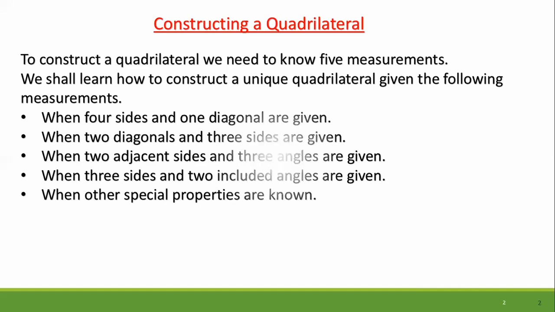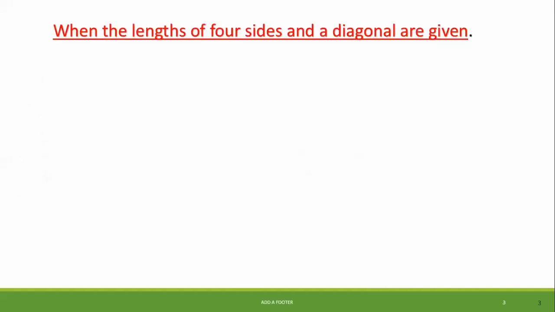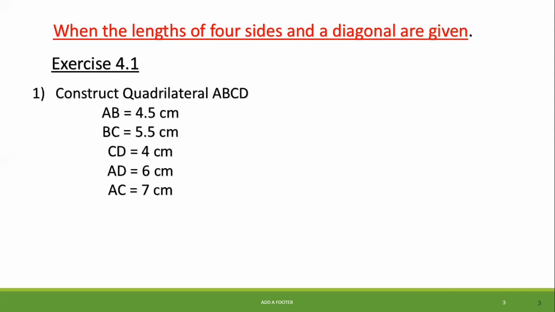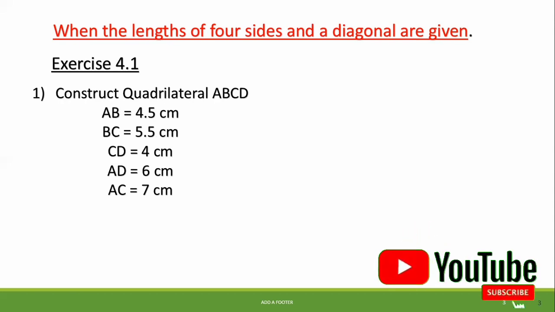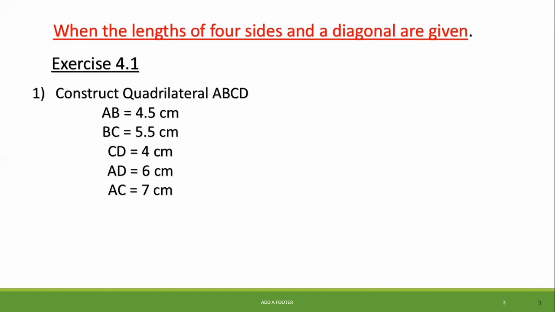Now we can check how to draw a quadrilateral when the lengths of 4 sides and a diagonal are given. We can do a few questions from the textbook. Exercise 4.1, first question. Construct quadrilateral ABCD. AB is equal to 4.5 cm, BC is equal to 5.5 cm, CD is equal to 4 cm, AD is equal to 6 cm, AC is equal to 7 cm. Length of 4 sides and a diagonal are given.